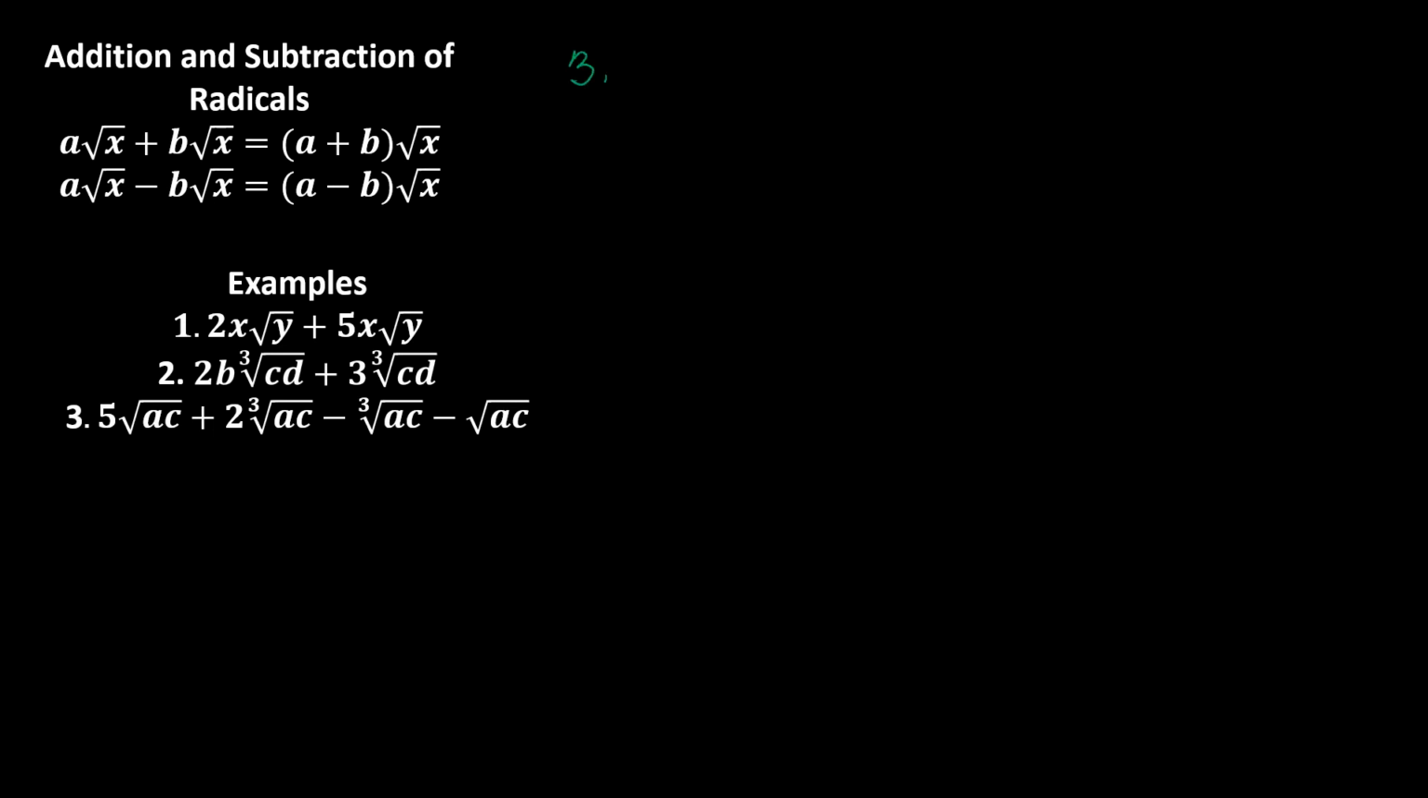Pangatlong halimbawa, meron tayong 5 times the square root of AC plus 2 times the cube root of AC minus the cube root of AC minus the square root of AC. So, napakadami nating radicals dito. Titignan natin ngayon kung alin sa kanila ang like radicals. Sa una, ang index natin ay 2. So, maghahanap tayo ng may index na 2. Ito. Then, check natin yung radicand. Ang radicand ay AC at AC. So, like radicals sila. Pagsusunurin na lang natin para madali nating makita mamaya.